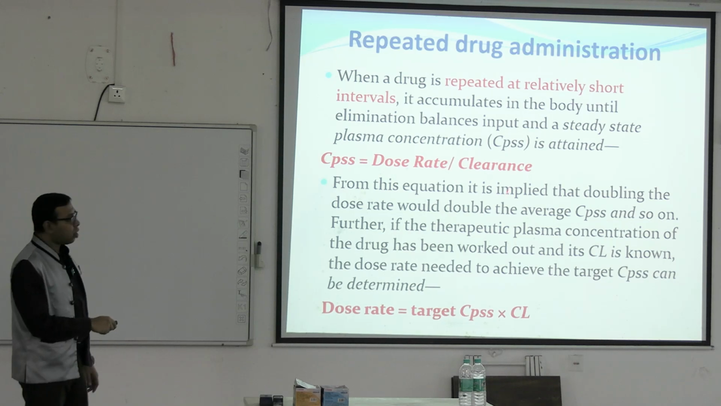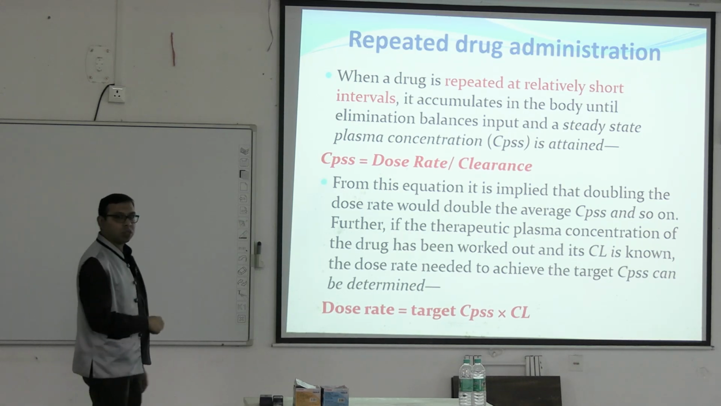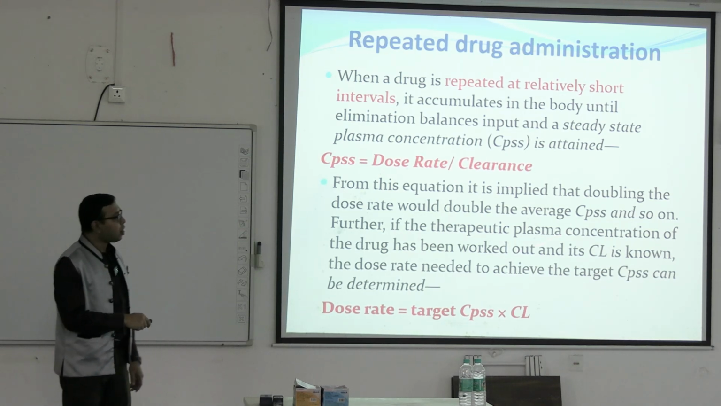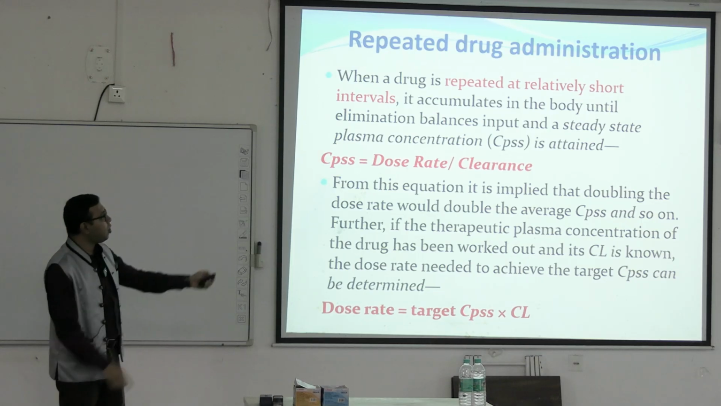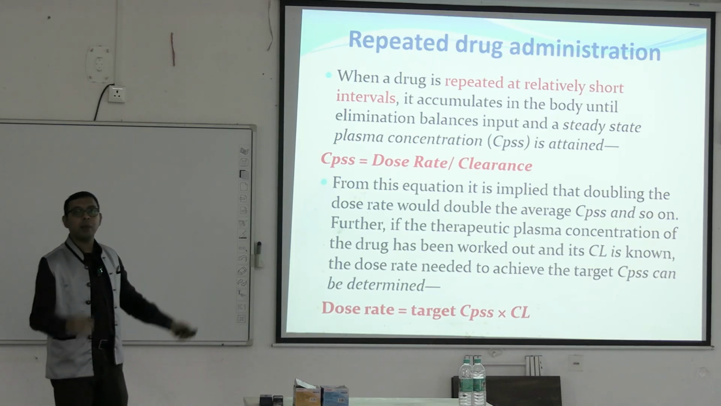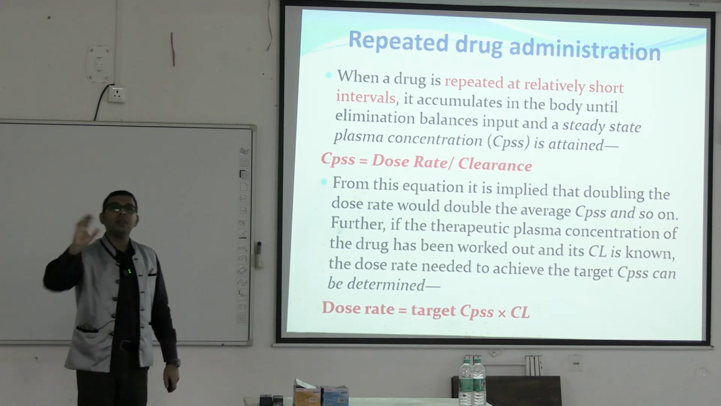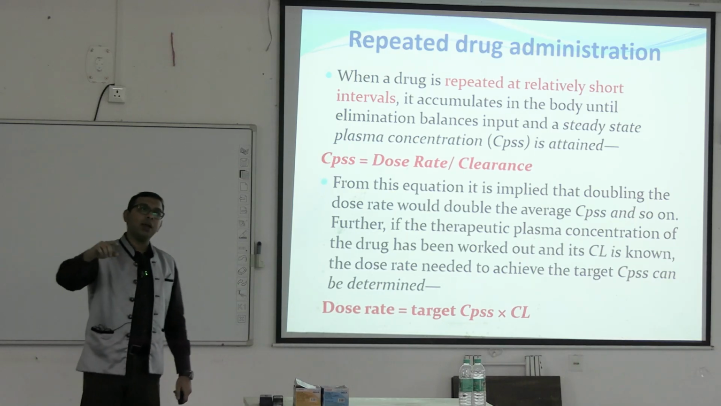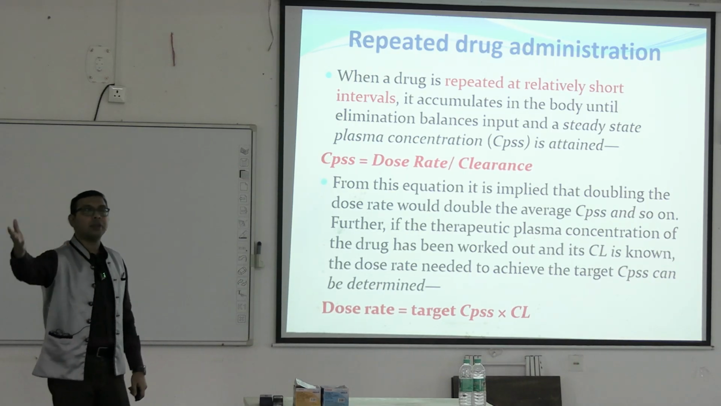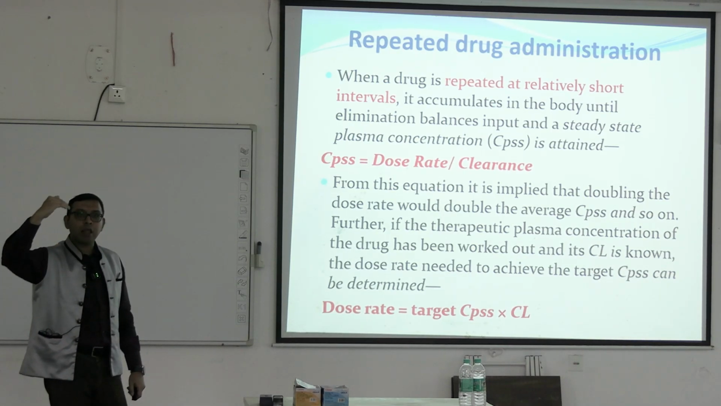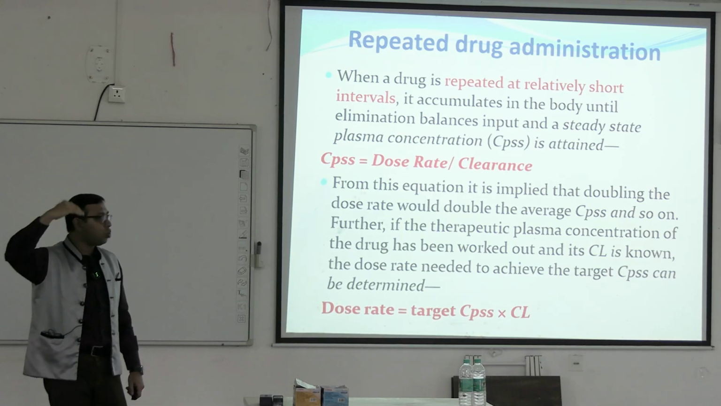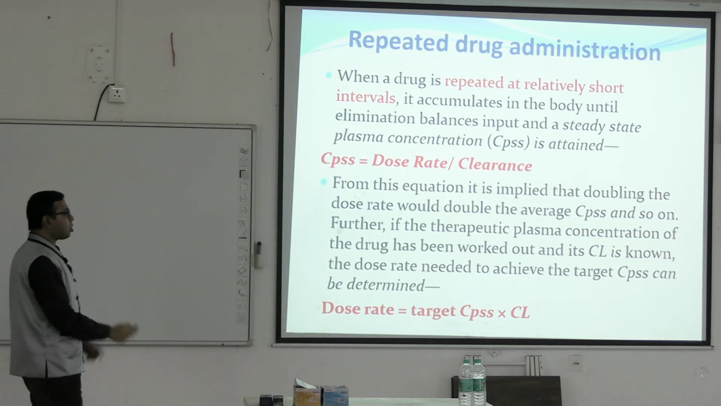So from this equation, it is implied that doubling the dose rate would double the average steady state plasma concentration. So if we are increasing the dose rate, for example, some drug we are giving twice daily, and the same drug we are giving in another individual 4 times daily, ultimately the steady state plasma concentration will be 2 times higher for first order kinetics drugs.